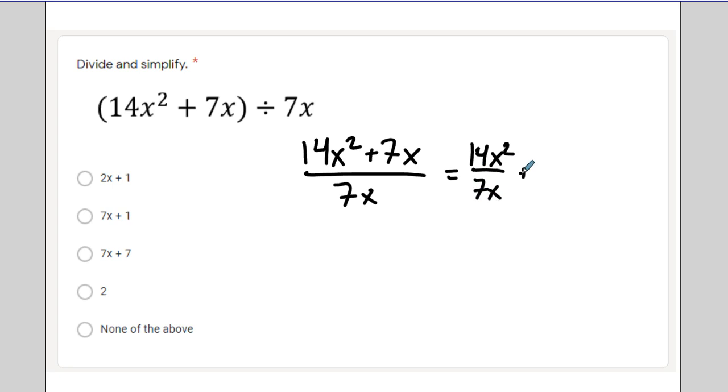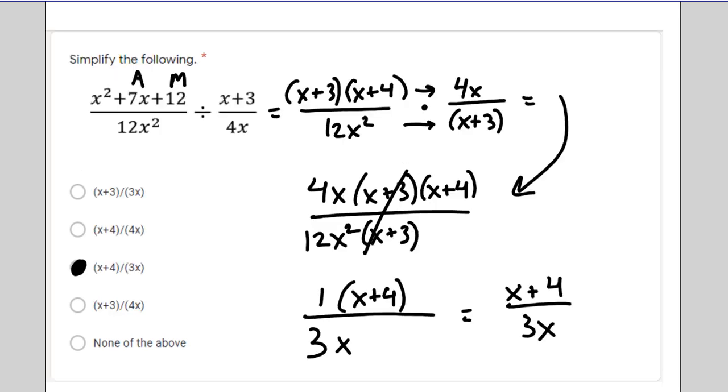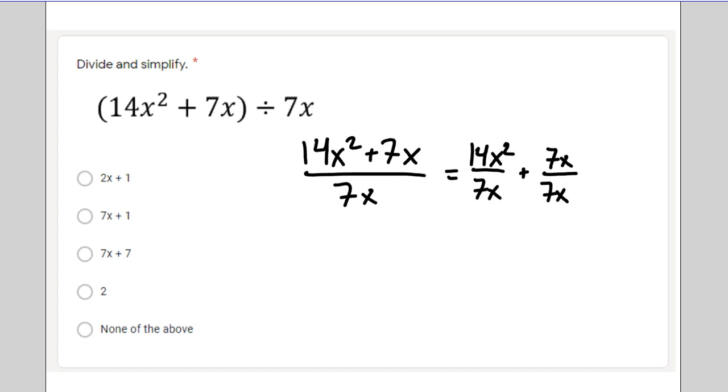If you only have one term down below, you can break it up and divide all of the top terms by that one term. We couldn't do that with these ones because we had multiple terms that we were dividing by. So 14 over 7 is 2. x squared over x is x, 7 over 7 is 1, x over x is 1, so I get 2x plus 1. So that's one way of doing it.